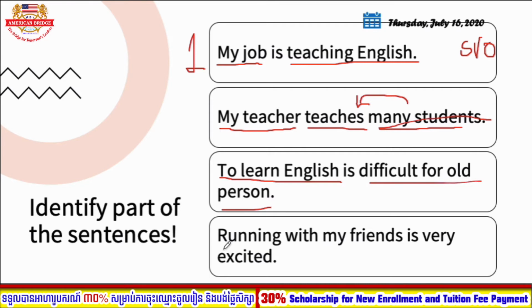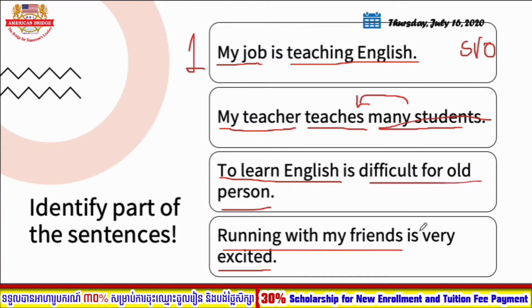Last but not least, running with my friend is very exciting. Running with my friend is the subject, and is very exciting is the adjective here, so it's the complement because it gives more meaning to the subject. What I hope is that with the three basic concepts you can clearly distinguish between objects and complements.